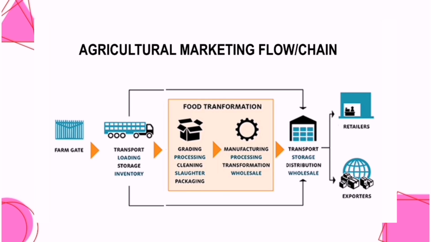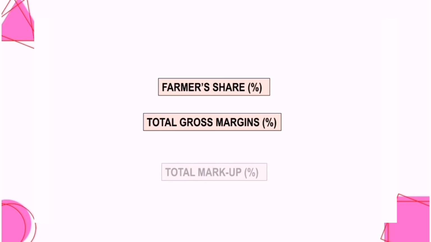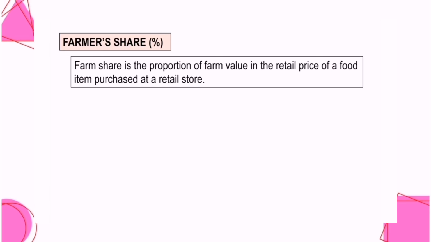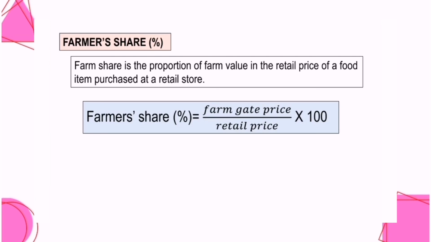So from this agricultural marketing flow or the flow chart of marketing commodities, we can identify the farmer share, total gross margins, and the total markups in percent. So farmer share. What is farmer share? So this refers to the proportion of farm value in the retail price of a food or item purchased at the retail store. So we can get the farmer share by simply following the formula: farmer share in percent is equals to farm gate price divided by retail price times 100.